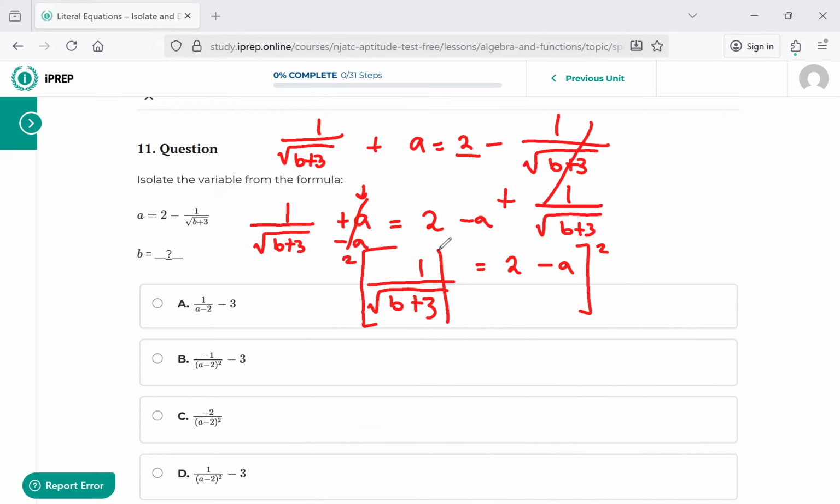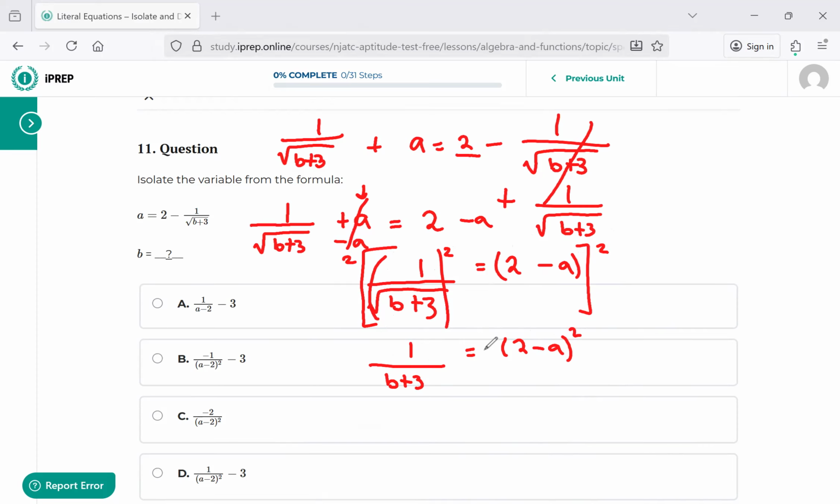So what they really mean is you're squaring this entire fraction. So what's one squared? 1. What about the bottom? What's the square of the square root of b plus 3? Well, the square root disappears. You're just left with b plus 3. That's good because you want that radical gone. And then on the right, be careful. This is the same. You're squaring this entire thing. So it's really 2 minus a, squared.